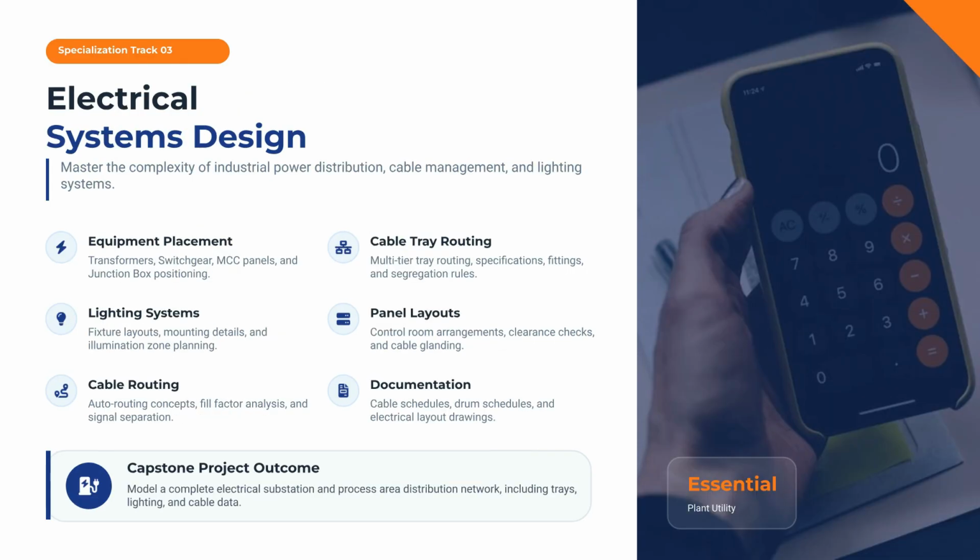Specialization Track 03 covers electrical systems design. Learn about equipment placement, multi-tier cable tray routing, lighting systems, and comprehensive electrical documentation. The capstone models a complete electrical substation and distribution network.